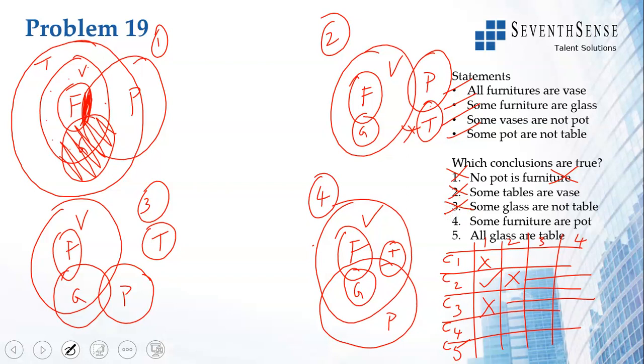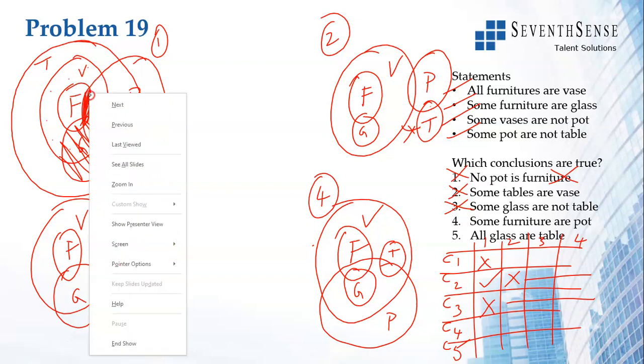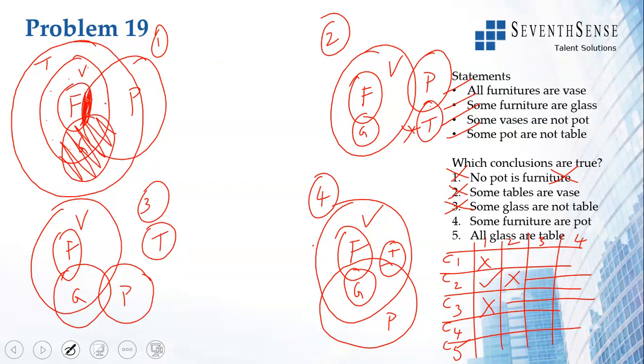Some furnitures are pot. In the first diagram, some furnitures are pot is true. So I put a tick. But in the second diagram, there is no overlap between furniture and pot. So this statement is false in the second diagram. So I'm not even going for diagrams 3 and 4. I'm getting the conclusion wrong in either the first diagram or the second diagram. So some furnitures are pot is wrong in the second diagram.